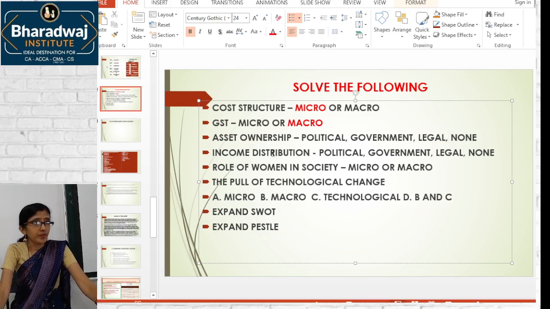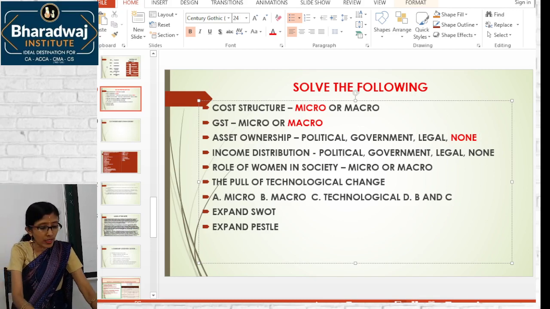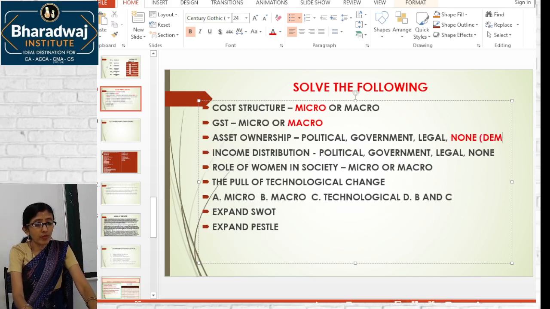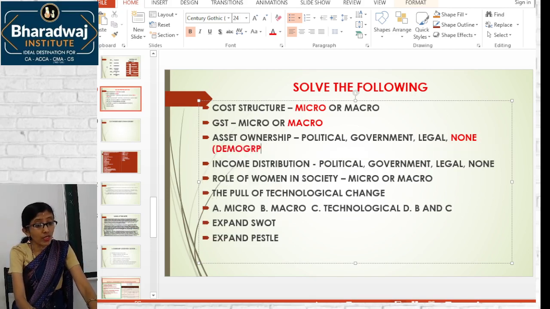Asset ownership. Non-economic. Demographic. Demographic will have all data relating to population, statistics relating to population. So the answer is none because it will come under demographic. Now this is an eye-opening exercise for you to go through the subdivisions or examples of each of the components coming under micro, macro, internal, external.